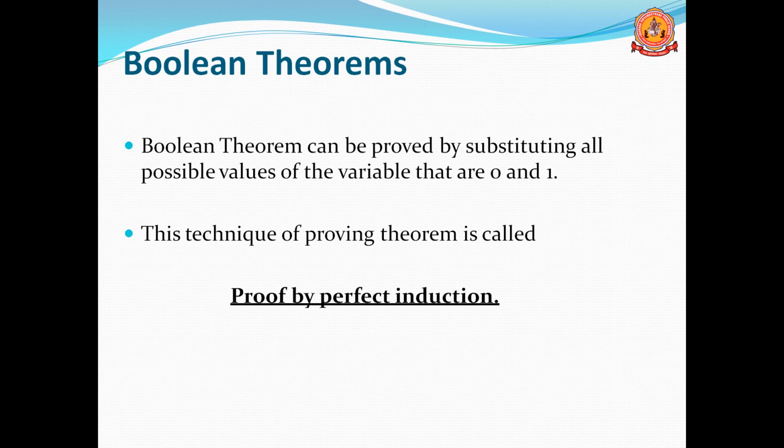If you want to prove any Boolean theorem, we can apply all the possible values for the variable. First you apply 0, then you substitute 1. This technique of proving a theorem is called proof by perfect induction. Proof by perfect induction means substituting all the possible values for Boolean theorems, and then we can prove them.